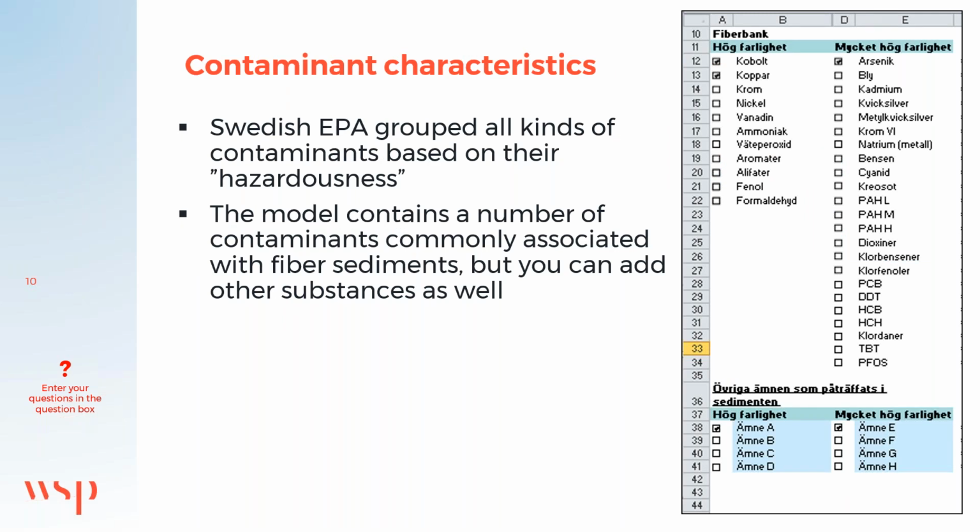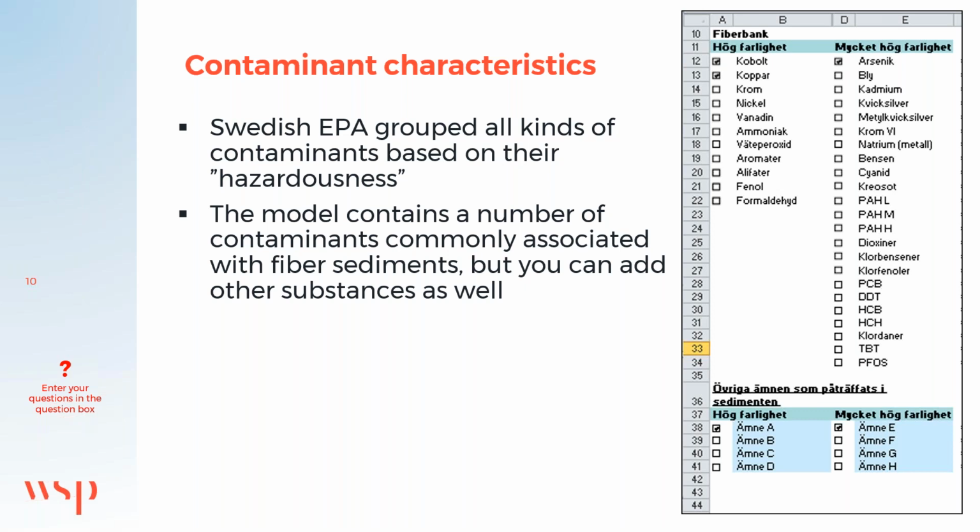The first sheet, contaminant characteristics, just lets you choose which contaminants that you've found on the site or that you believe could be there. Swedish EPA has grouped all kinds of contaminants based on their hazardousness, so that was already done. And if more hazardous contaminants can be found, the risk class gets higher.